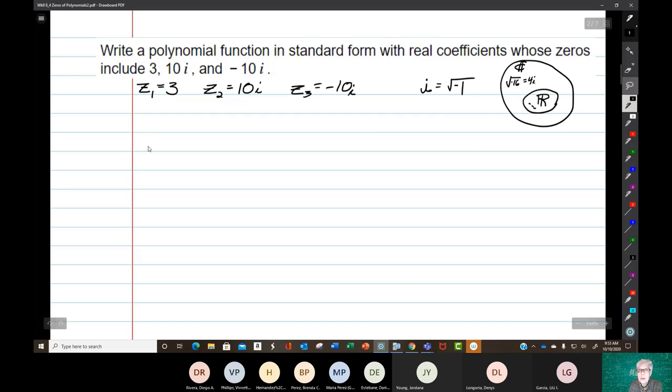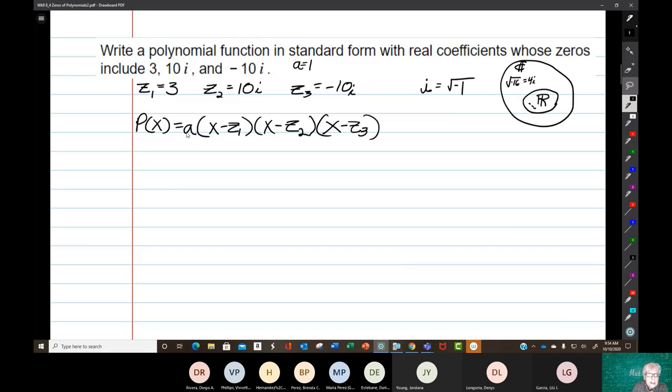Okay, anyway, back to what we're doing. We are building a polynomial from these three zeros, and we're letting A equal 1. So, let us begin. Here's the formula. Might as well put the A there. Okay, so A is 1, so it becomes invisible. It's there, but if it equals 1, it's invisible.